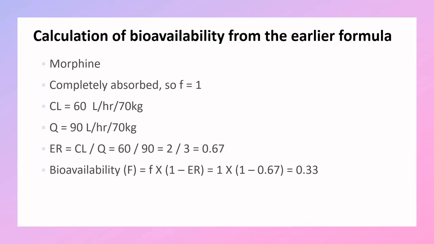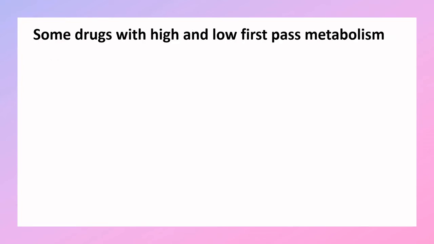So the bioavailability, from the formula that we have learned just now, is extent of absorption times 1 minus extraction ratio. Substituting all the values, we get the result to be 0.33. If we express this as a percentage, we get 33%. The actual oral bioavailability of morphine is about 24%. As we can see, the value that we have calculated very closely resembles the actual oral bioavailability of morphine.